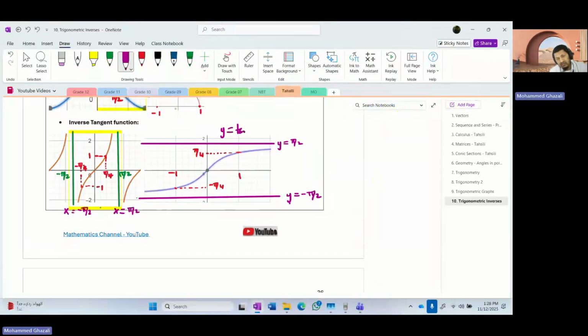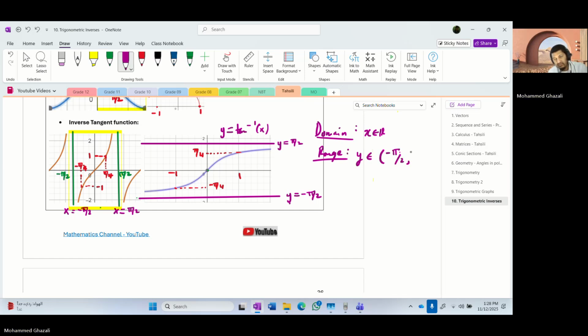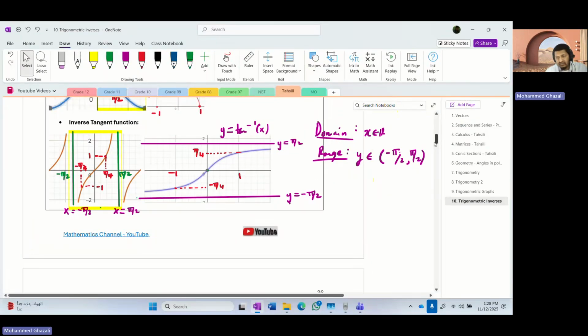Right. So this is the tan inverse function, y equals tan inverse x. What's important in the tan inverse x is the domain. The domain of the tan inverse is from negative infinity to infinity. So it's all real numbers. And the range is very important, y is an element from minus pi by 2 to pi by 2, round brackets. That's it. It has to be round brackets.